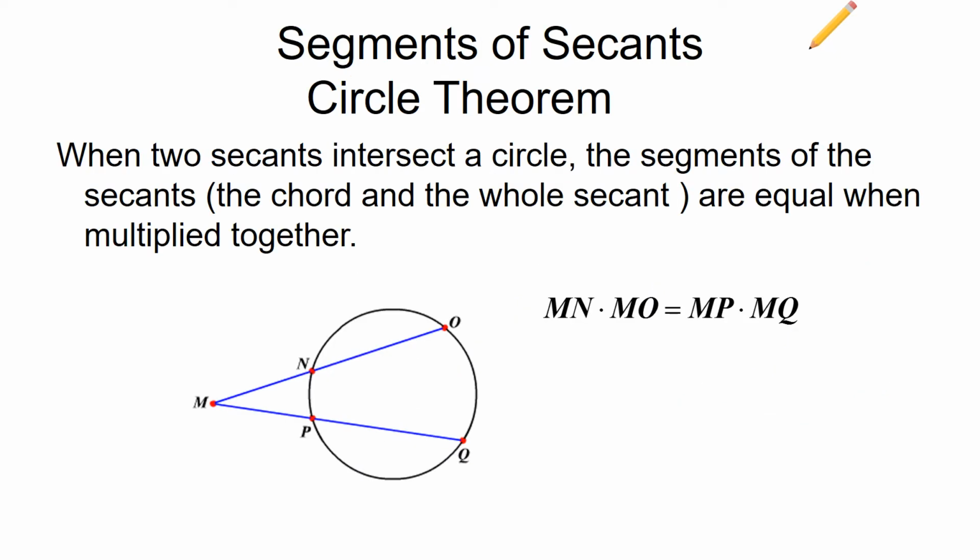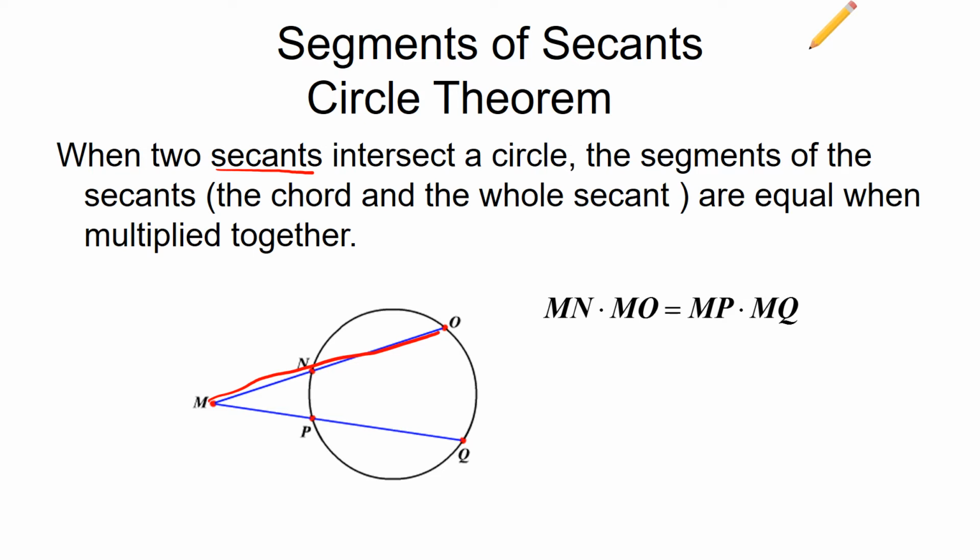The second part of this theorem is segments of secants, when the segments are secant lines or secant segments. Remember that a secant is a line or a line segment that intersects the circle at 2 points. So when two secants intersect a circle, the segments of the secants, the external part and the whole secant, are equal when multiplied together. What we mean by that is from M to O, that portion is the secant segment.